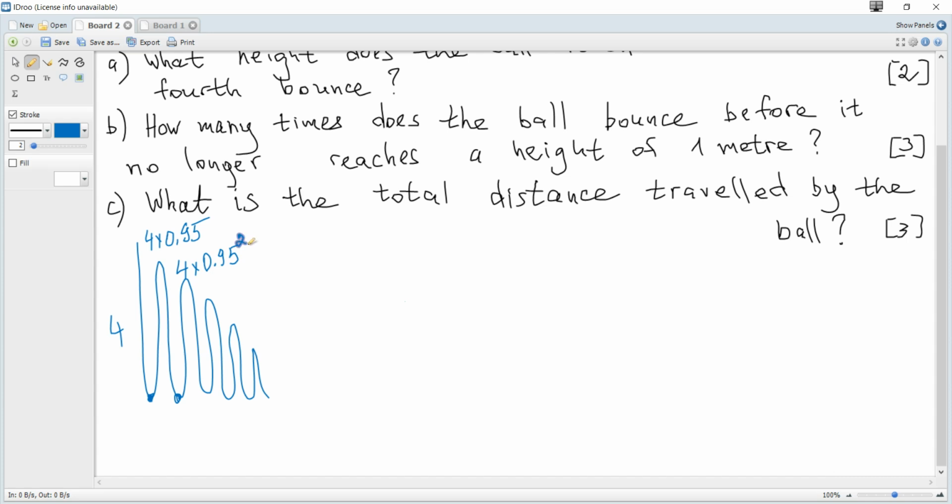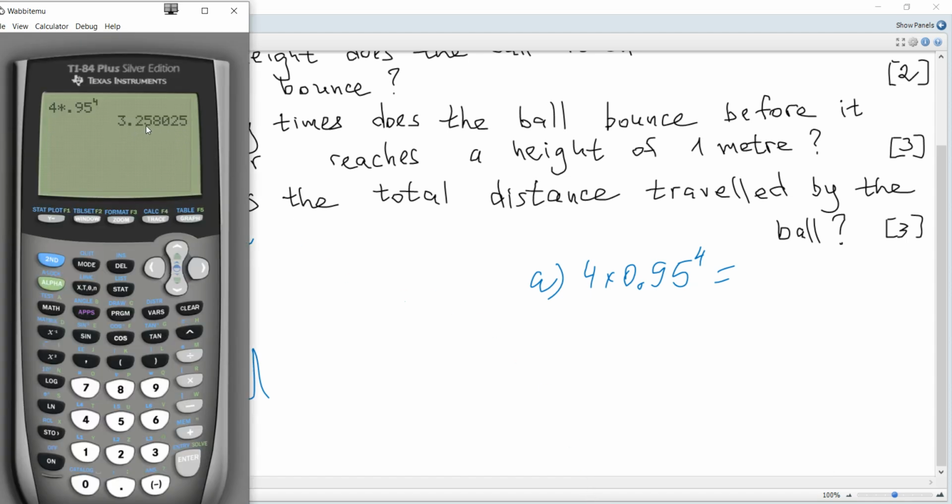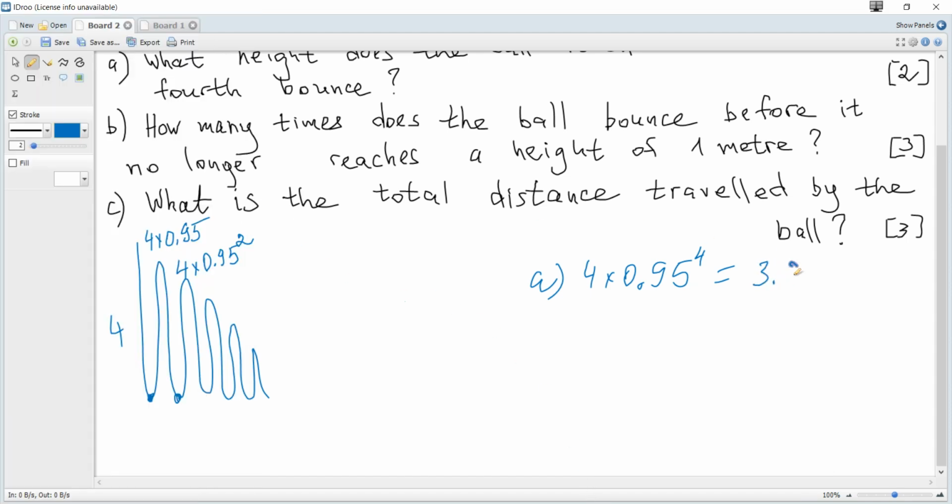And it's clear that after the fourth bounce, it reaches a height which is 4 times 0.95 to the power of 4, which is 3.26 to 3 significant figures meters. Question B. How many times does the ball bounce after it no longer reaches a height of 1 meter? Let's find after what bounce it reaches a height which is less than 1 meter.